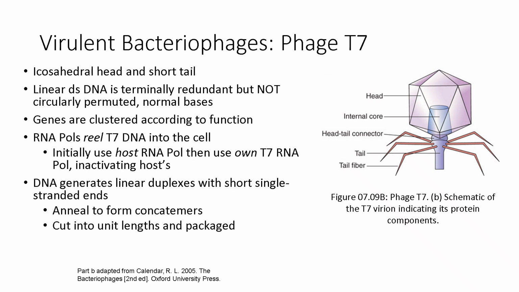Phage T7 has an icosahedral head and a short tail. Unlike T-even phages, its DNA is not circularly permuted. It enters the host using both host and its own RNA polymerases. As it replicates, the DNA forms concatemers, which are cut into genome-length units for packaging.